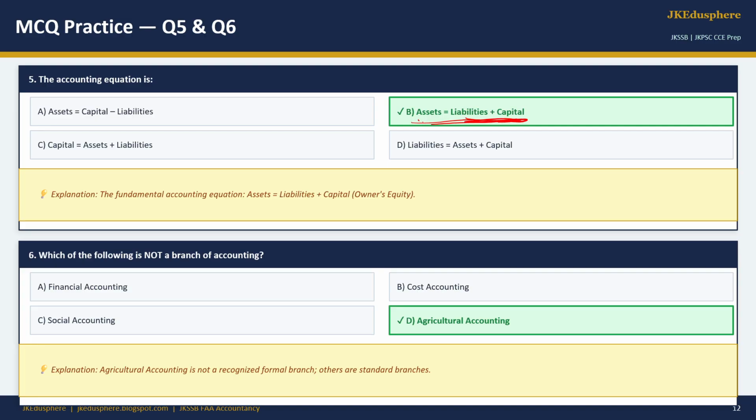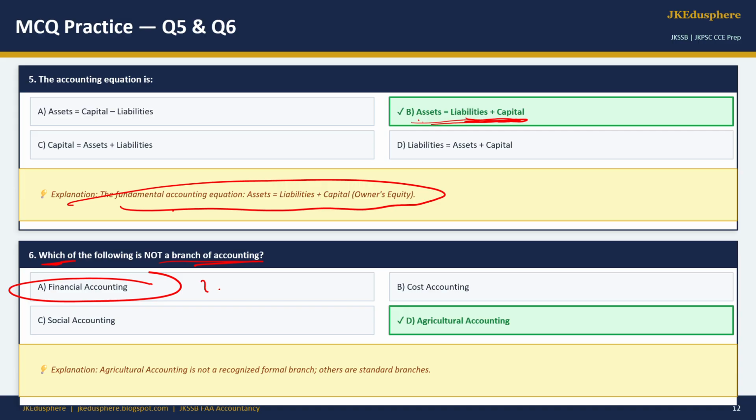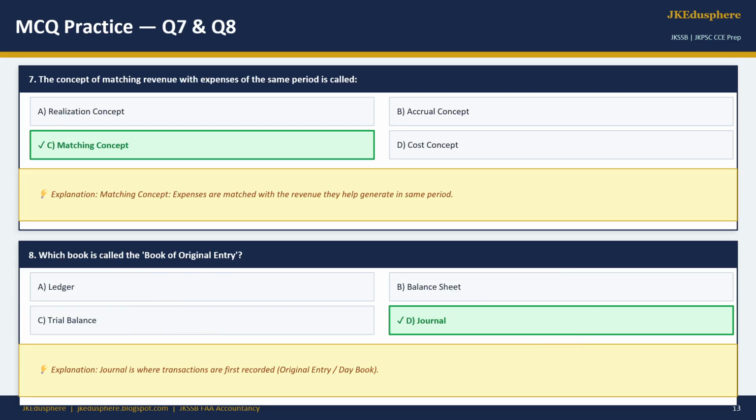So the accounting equation we have studied, that asset is equal to liabilities plus capital. This is the fundamental equation of accounting. So next part is which of the following is not a branch? Financial accounting we saw, social accounting we saw, cost accounting we saw, agricultural accounting is not a type. So the next part is matching. So we got the matching in the question only. So this is matching concept. Matching concept is expenses are matched with the revenue that is generated in the same period.